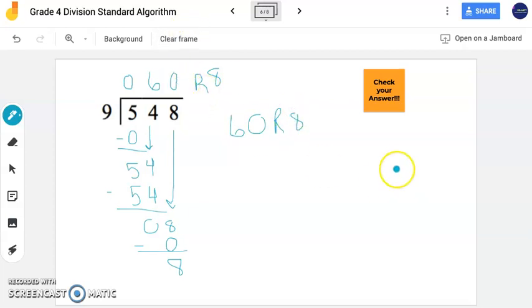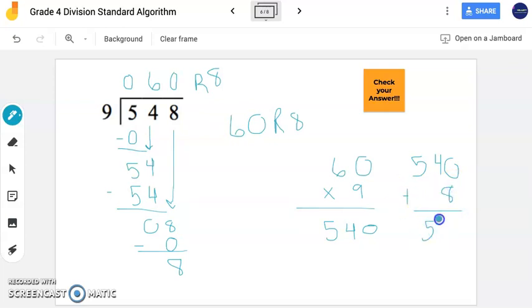Now I need to check to see if this is correct. I'm going to take my quotient, which is 60, and multiply it by 9. So when I do that, I get 540. But I did have a remainder. So because I had that remainder, I still need to include that because that's still part of my answer. So 540, but now I'm going to add 8, add my remainder to this, giving me 548. And in fact, 548 is my dividend here, so I know I did this problem correctly.